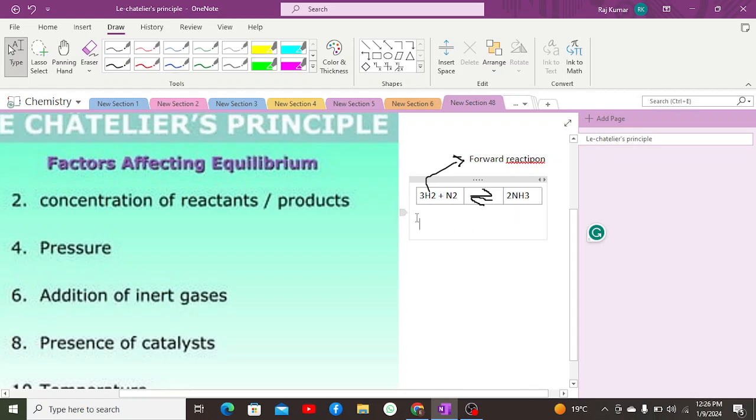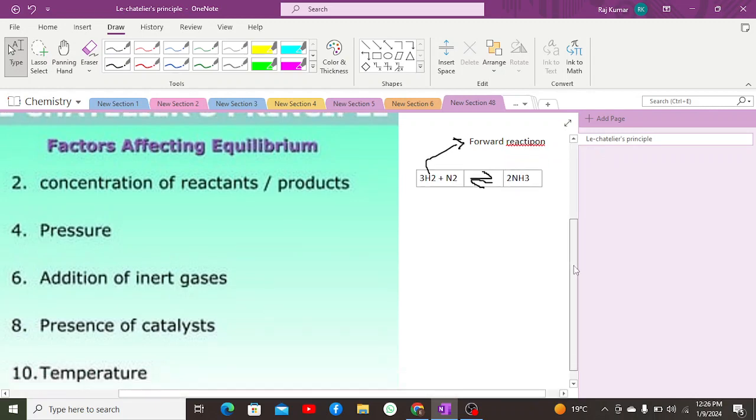So when the backward reaction occurs, it again causes more of the reactants to form, and there comes a time when again the forward and backward reactions become equal. So in this case, as the forward and backward reactions become equal, equilibrium is established.